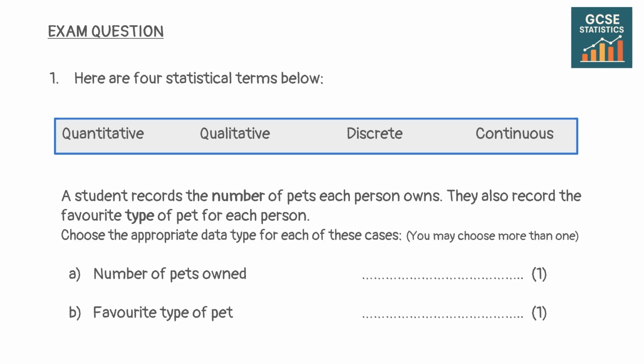So, looking at the number of pets owned, the first keyword, number, instantly makes you think quantitative, as we saw at the beginning with the definition.